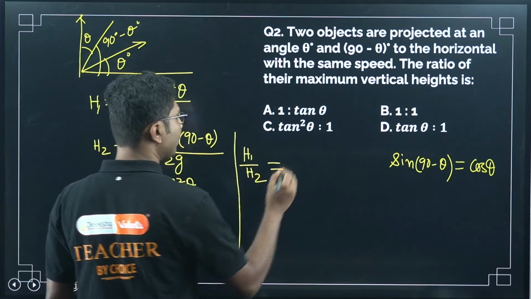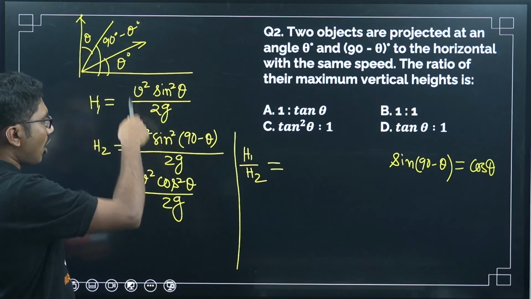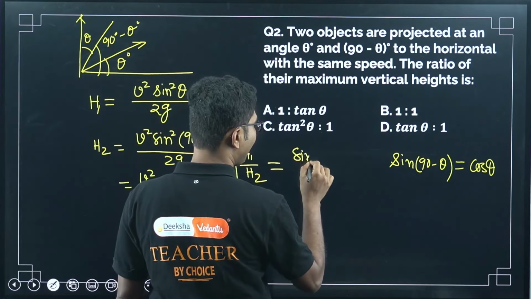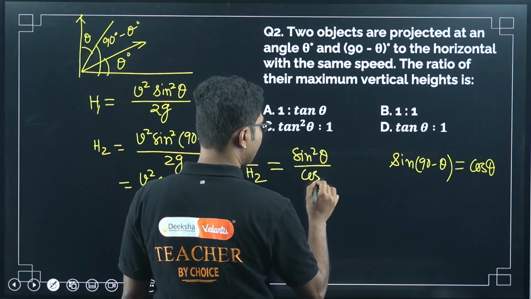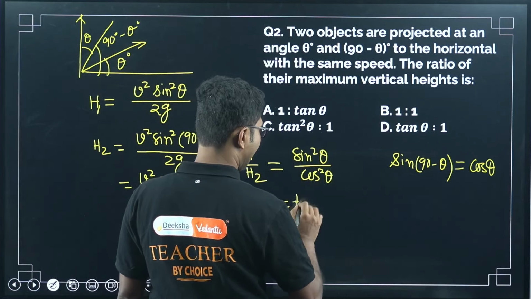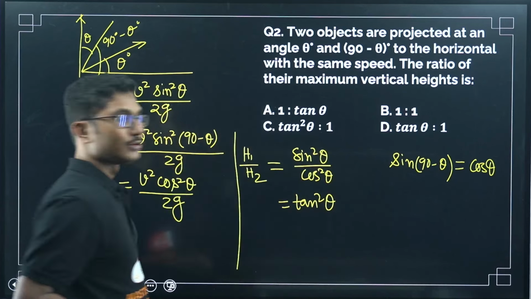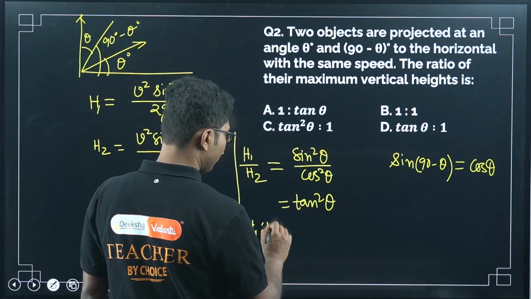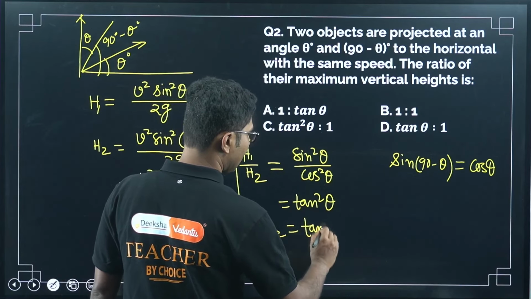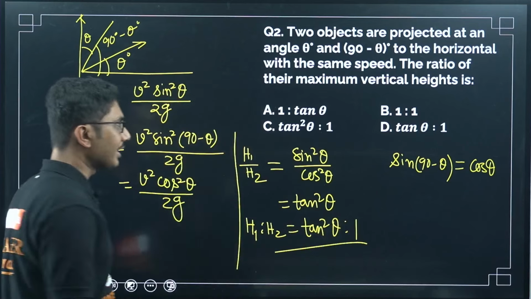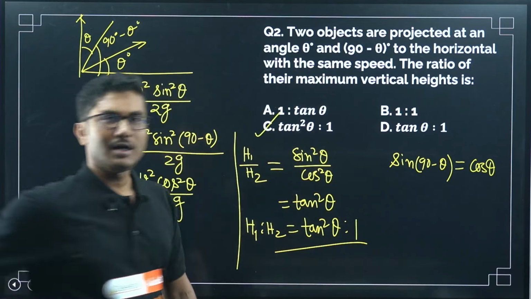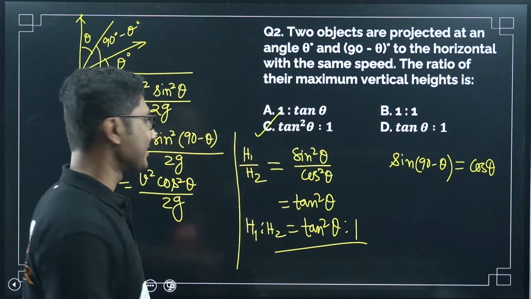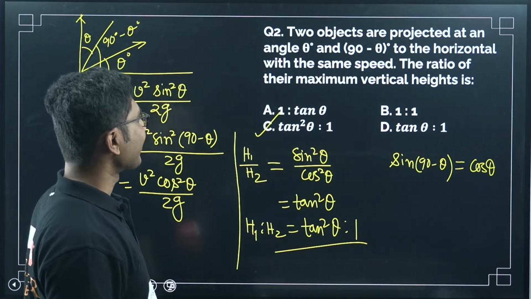h1 by h2, if you do it, see v square by 2g is common in both cases, so they will cancel out. Only thing that will be left is sin square theta here and cos square theta here. So it will be tan square theta. So what is the ratio? Ratio h1 is to h2 will be tan square theta is to 1. So correct answer is option C. Right? So for the correct answer you got 1 mark. Okay. Now let's move on to the next question.